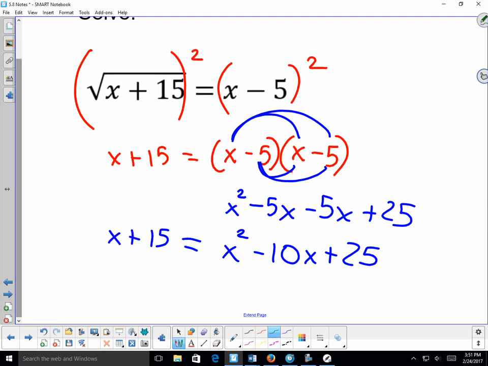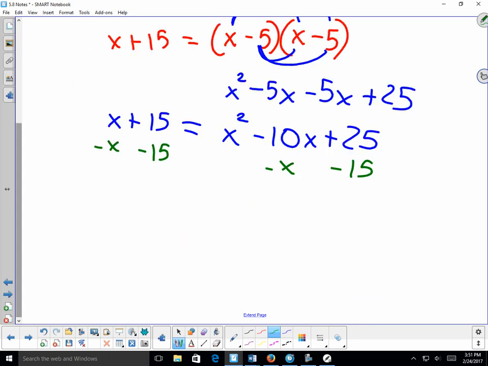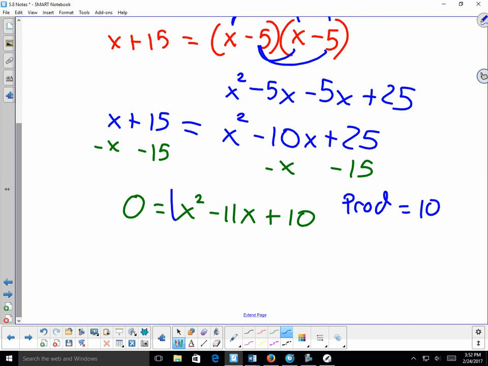So solving this the rest of the way, we're going to subtract x from both sides, subtract 15 from both sides, and we end up getting, let's see, 0 equaling x squared minus 11x plus 10. If we try and do product sum here, the product is the 1 times the 10, which is 10, and the sum is negative 11. So for this one, I think I would go with a negative 1 and a negative 10. They multiply together to give us positive 10 and add up to negative 11.